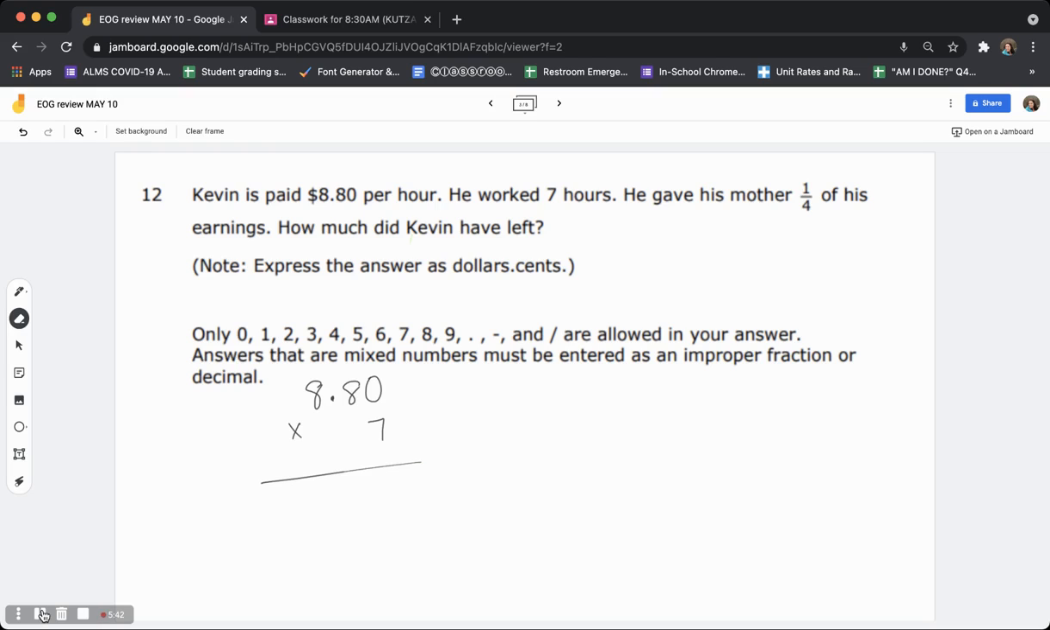So 0 times 7 is 0. 8 times 7 is 56. I would carry my 5. And then 8 times 7 again is 56, plus 5 would give us 61.